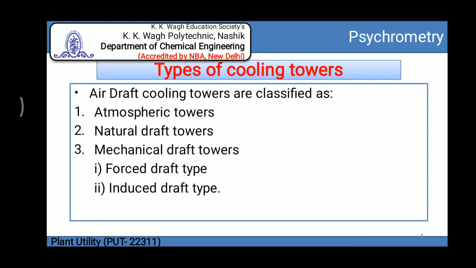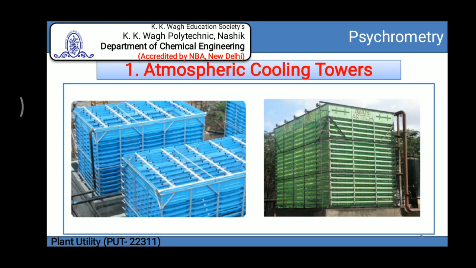Now we will discuss different types of cooling towers. Cooling towers are classified into categories: atmospheric tower, natural draft tower, and mechanical draft tower. Mechanical draft towers are again classified into forced draft and induced draft types. Now we will discuss one by one.